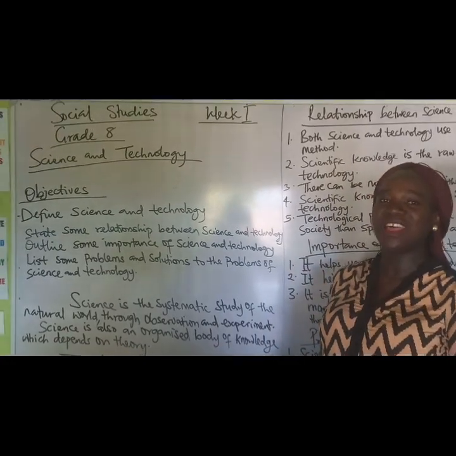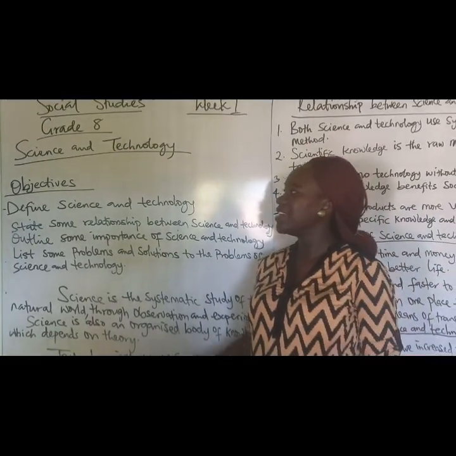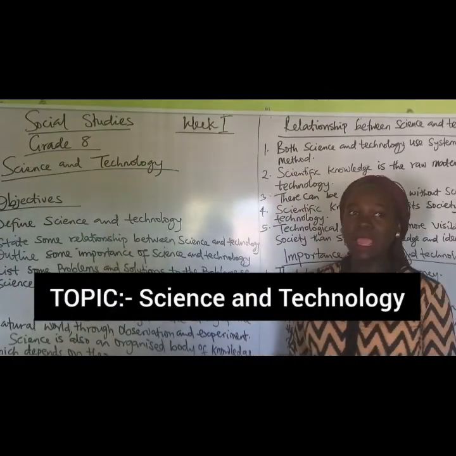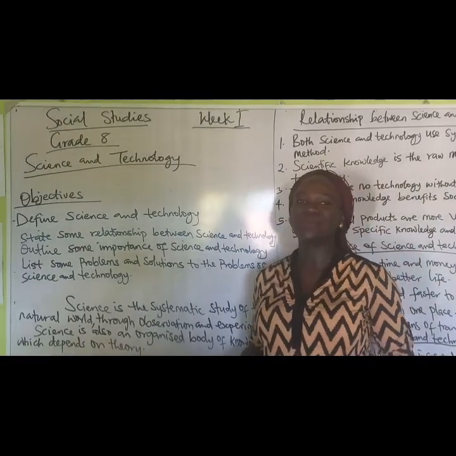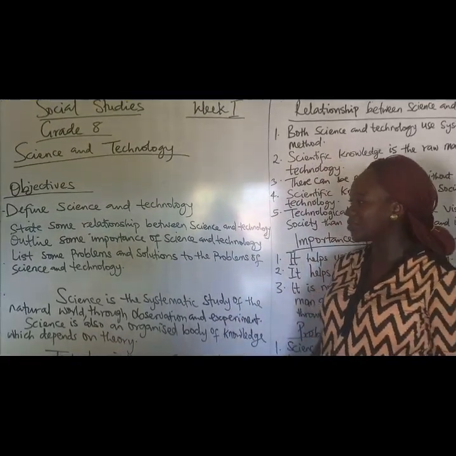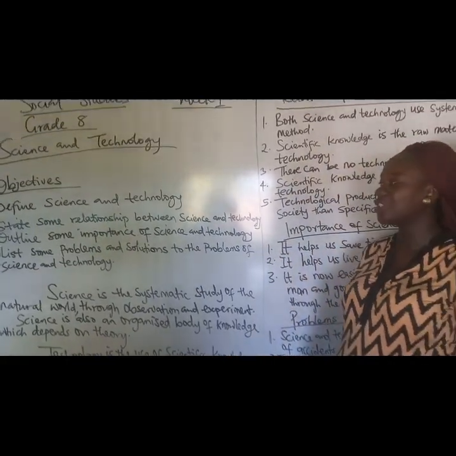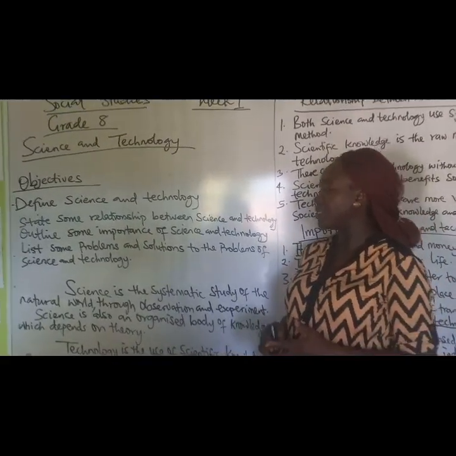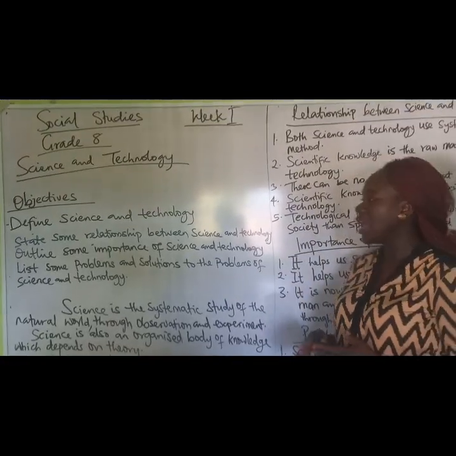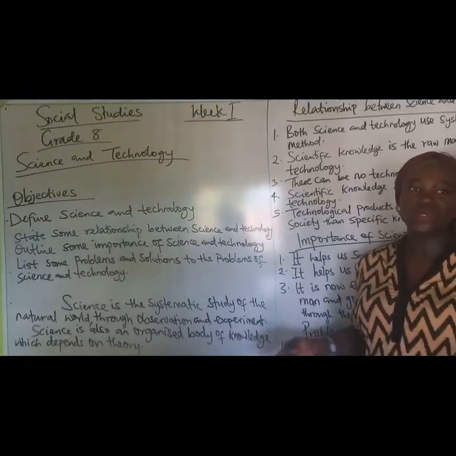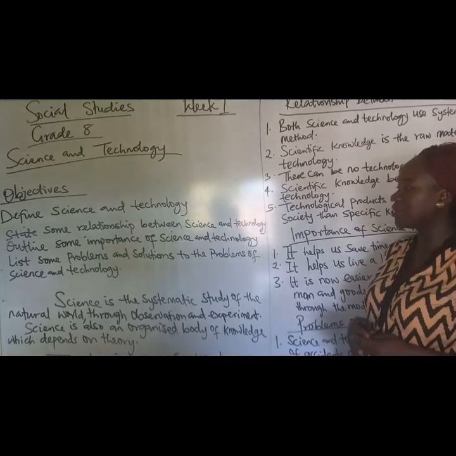Today we are going to have a lesson on social studies, science and technology. And by the end of the lesson, we are expected to define science and technology, state some relationship between science and technology, outline some importance of science and technology, and then problems and the solutions to science and technology.